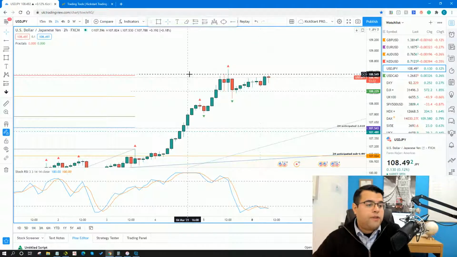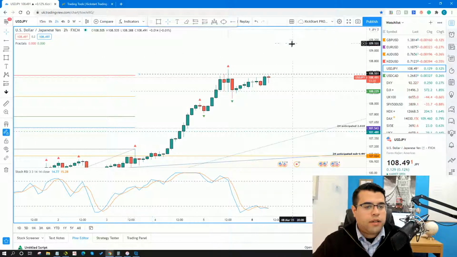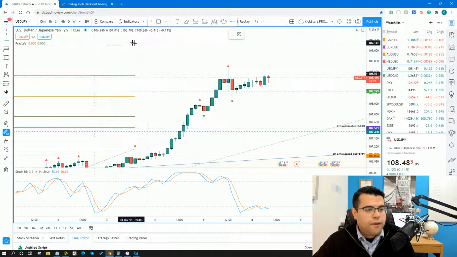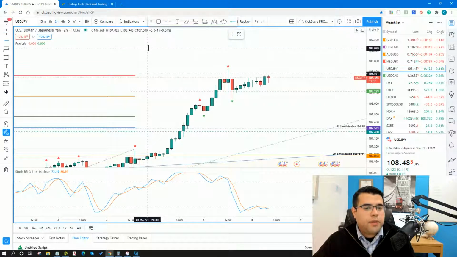But I'm only going to go for a 1 to 1.5, so I'm not looking for any huge move here. But I do want to go for a 1 to 1.5. So 108.55 and 108.22. That's 33 in risk. So I want to go for a minimum of 50 pips in reward. Okay, so that's going to put me at 109.05.